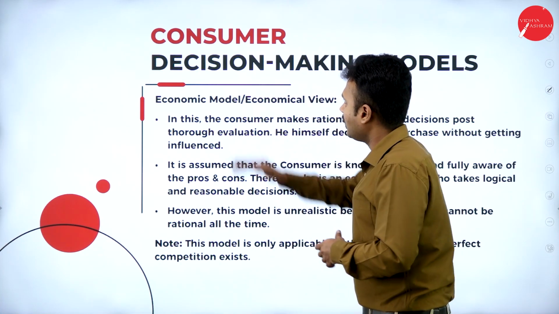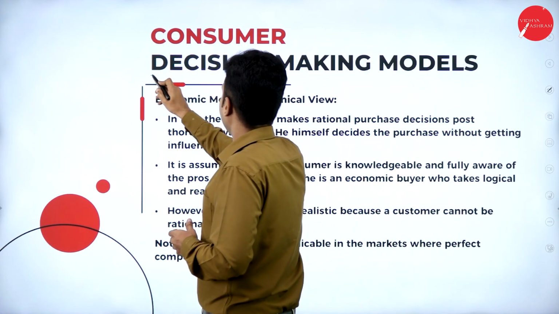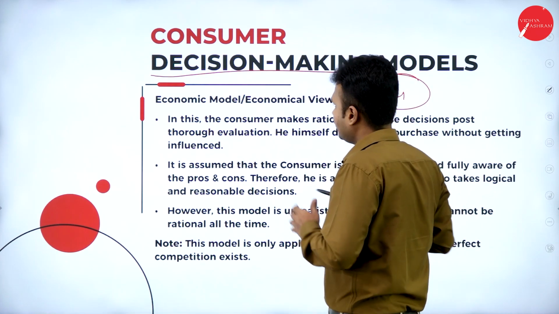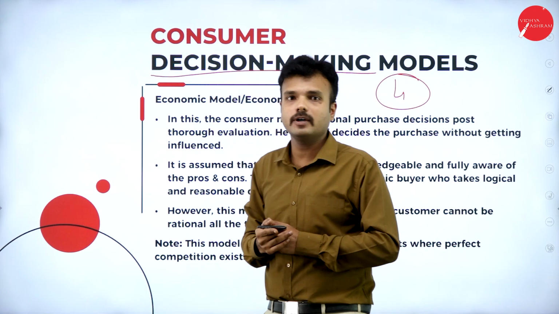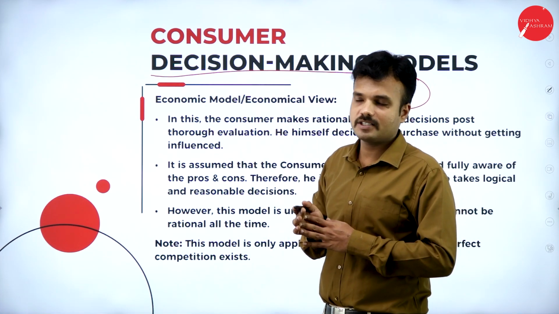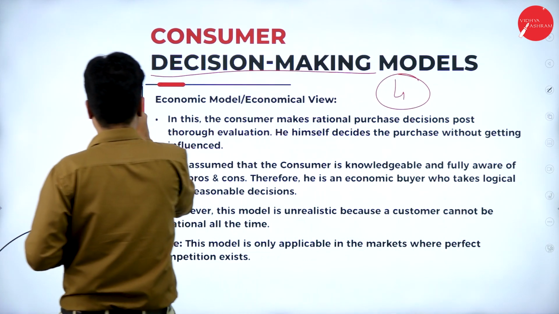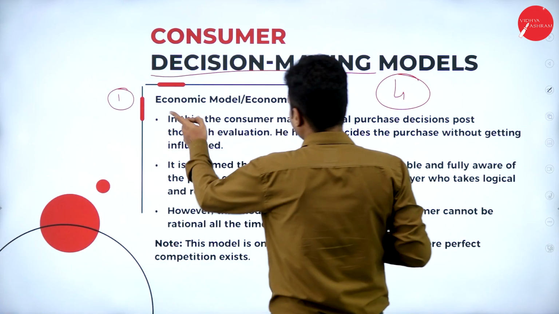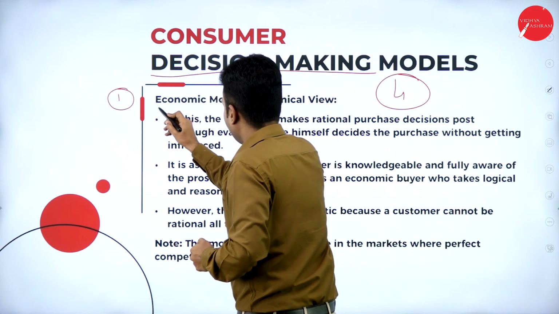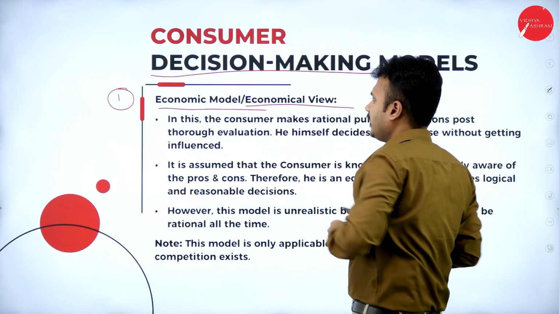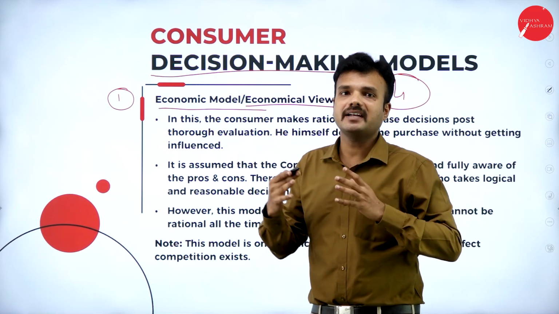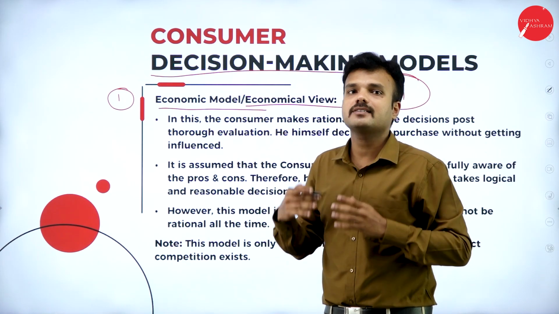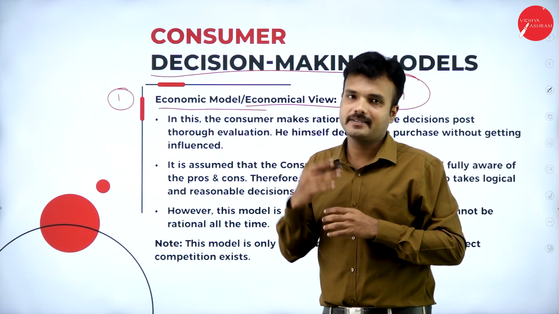When it comes to consumer decision making models, there are 4 models. In this section, we are going through the 4 models of consumer decision making. This is the first model of consumer decision making. We call it the economic model or economic view. In the economic model, we consider the economic view in the mindset of a customer, that is, while making a purchase decision, how the customer considers a product.